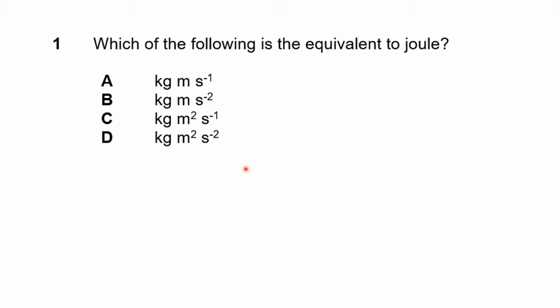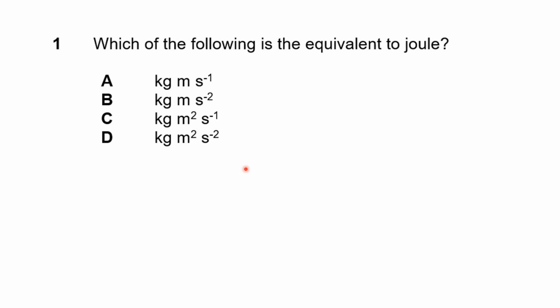So in this video, we're going to go through the 2023 end of year paper for the 3E combined physics exam. We first start off with paper 1, that is the MCQ questions. For question 1, we have a question on units. The question asks which of the following is equivalent to the joule.